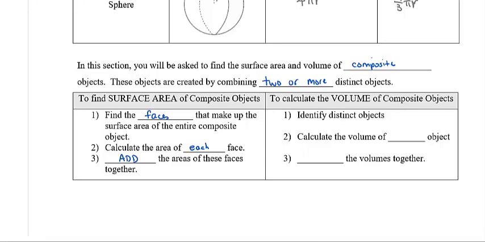Calculate the volume of the composite object. Well, identify all the distinct objects, like separate them. Calculate the volume of each, and then, yeah, add the volumes together. All right? So with these principles in mind, I think we can go about actually solving the questions. Let's turn the page.